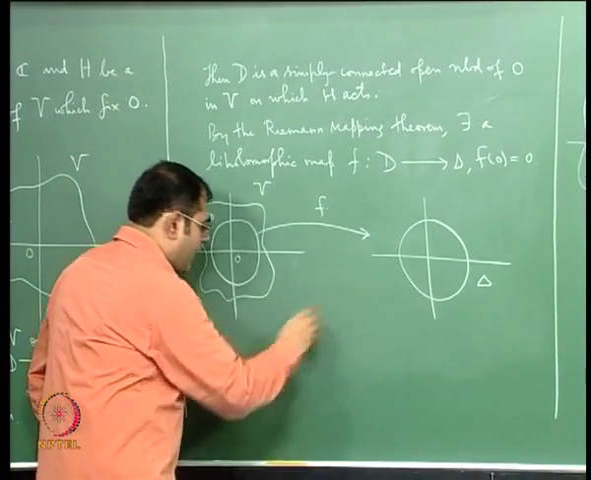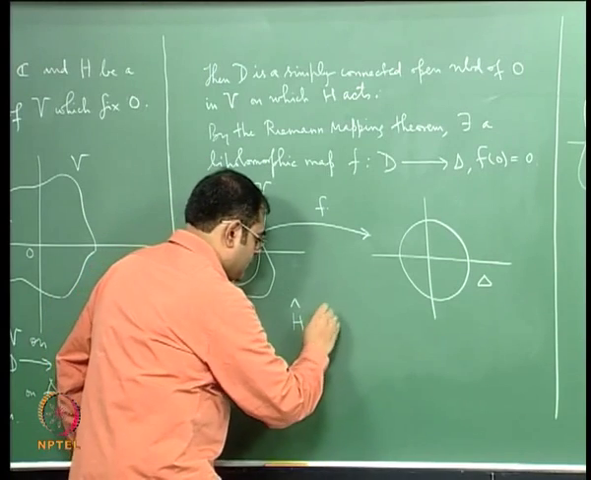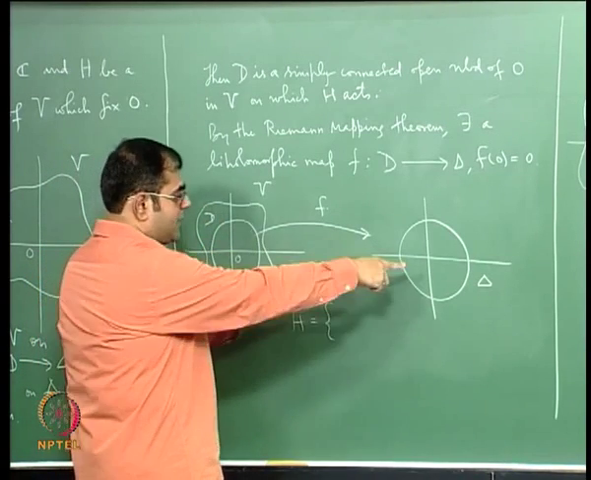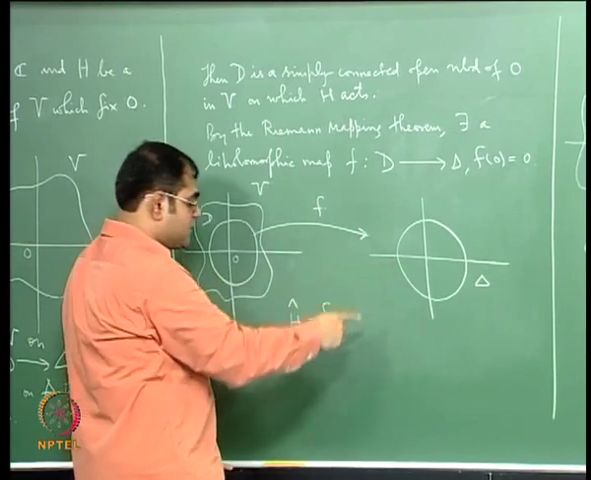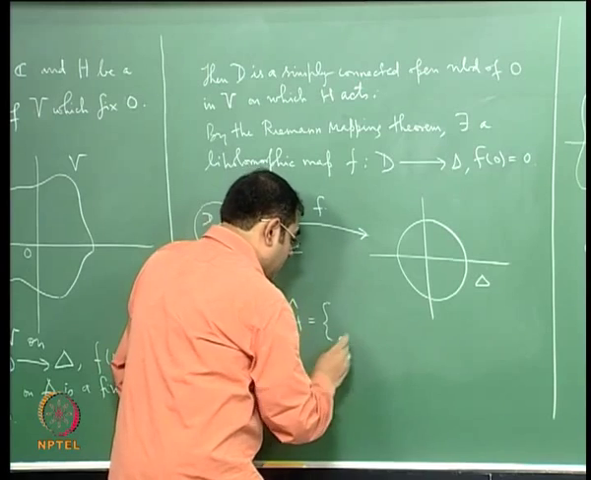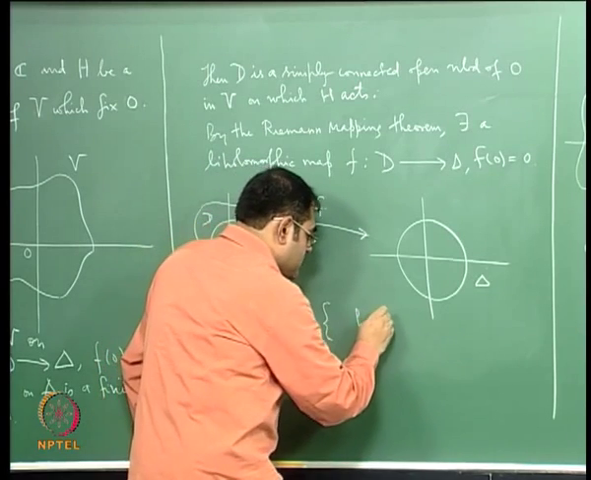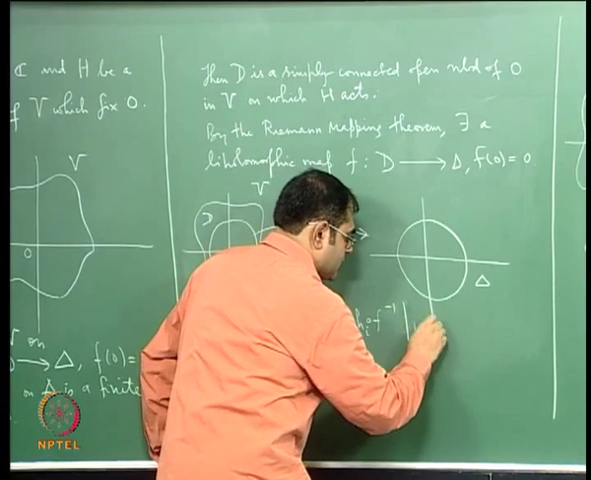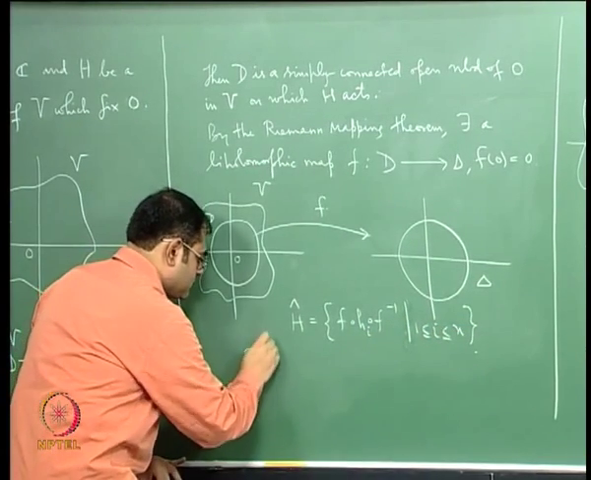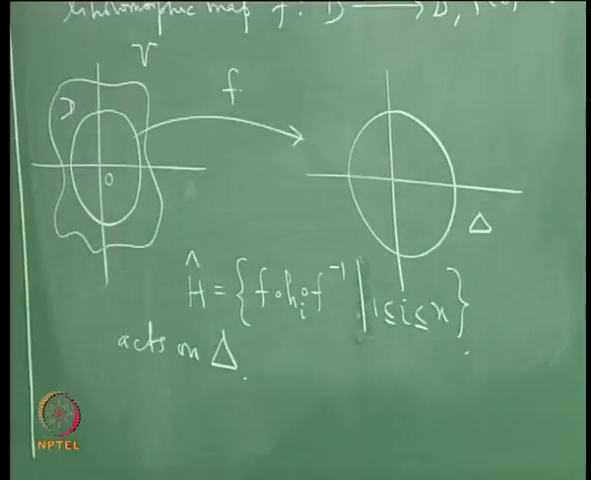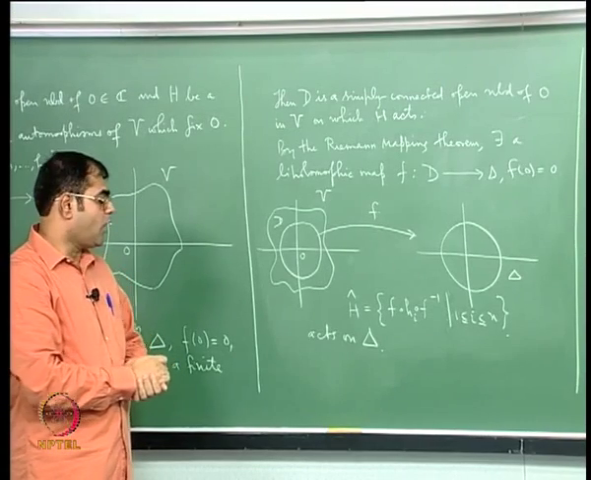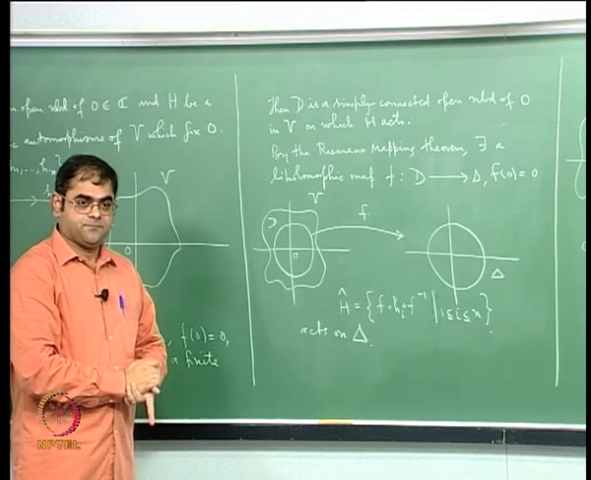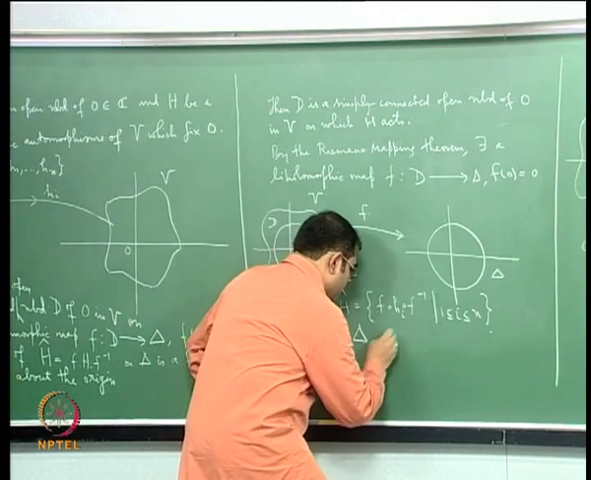Okay, and I define this group H hat. H is a group that's acting here on D. Now I can make it act on delta because f is after all a biholomorphic map. So what is the definition of H hat? You take any element of H, first apply f inverse, apply that element, and then apply f, where of course 1 less than or equal to i less than or equal to n. So this acts on delta. Namely, it's a finite group of automorphisms of the unit disk which fix the origin.